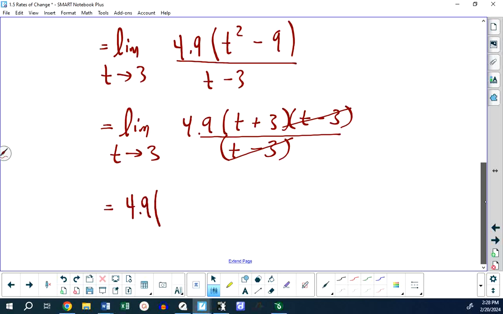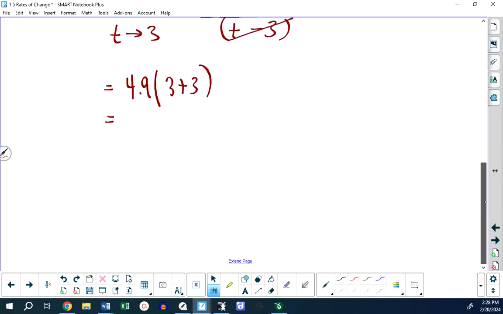And this is where you drop the limit. So we end up with 6 times 4.9. I want to say it's 29.4. It's 29.4 meters per second.